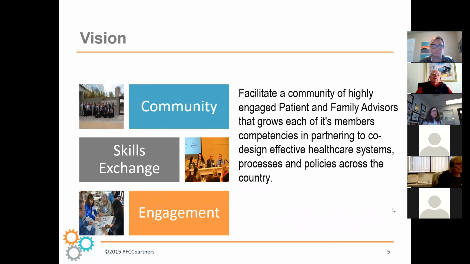Continuing to raise the capacity of advisors to be well prepared and have the context for strong partnerships is part of why we developed the training programs and the skills exchange component. And then finally, as many of you on the call know, because we've connected with engagement opportunities across the country, we're consistently getting requests from all kinds of healthcare professionals, whether that be a national organization like NQF or a regional research team or a quality improvement organization, folks looking for patients and families with particular lived experience to engage in their projects.